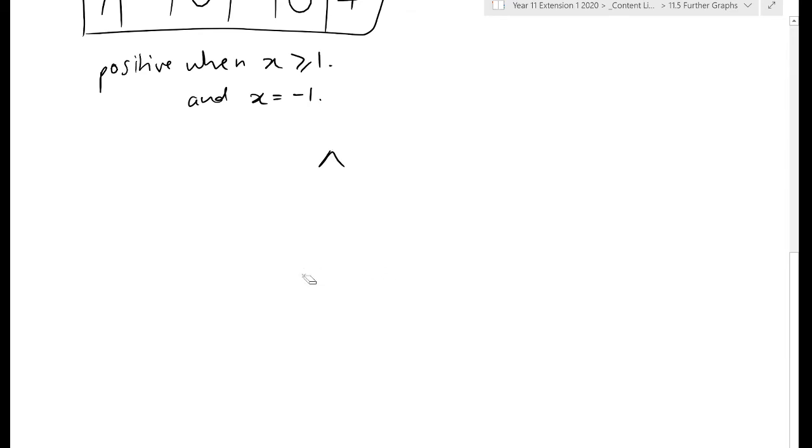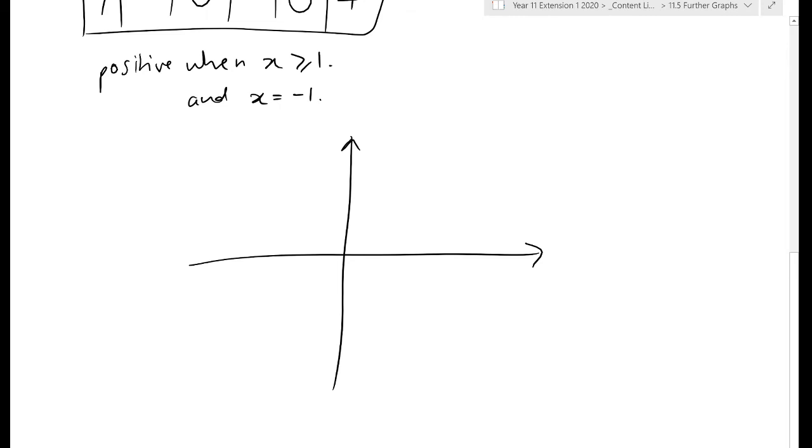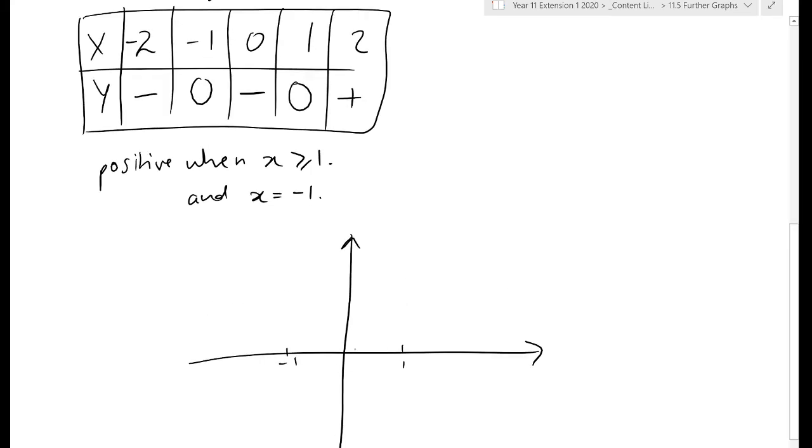Let me draw a better one than that. Okay, so we've got this here. We know our roots are at negative 1 and at 1, and we only care what's happening either side. So I know when it's less than negative 1, it's negative. But when it's between 1 and negative 1, it's actually also negative. So it's going to go in like that, but obviously more straight.